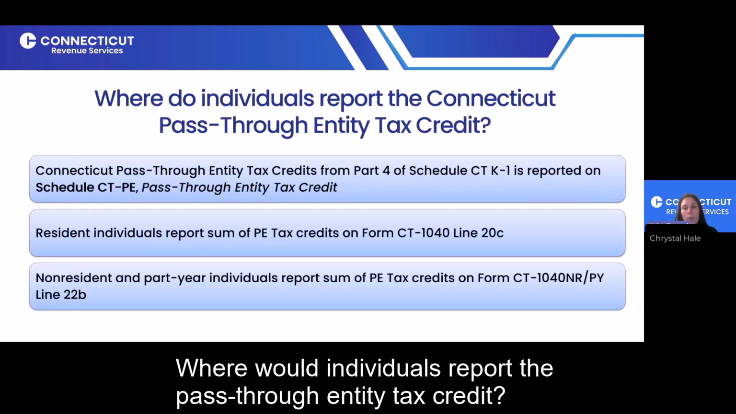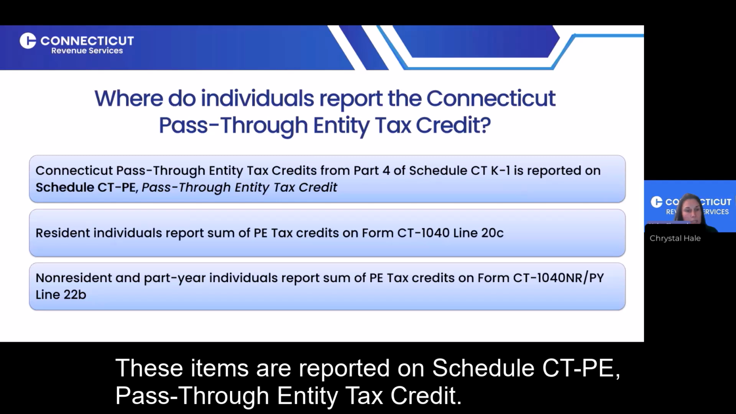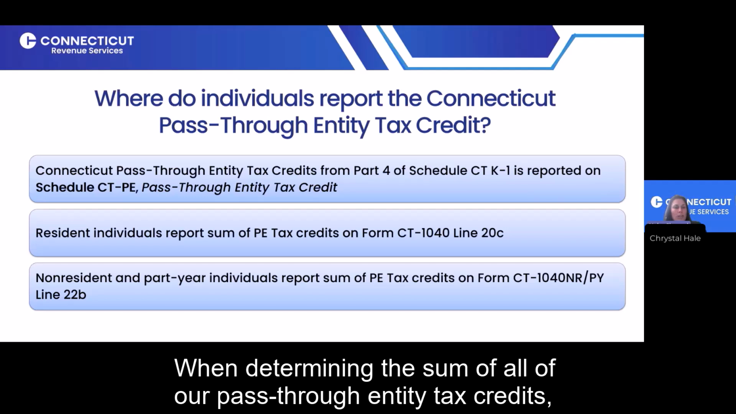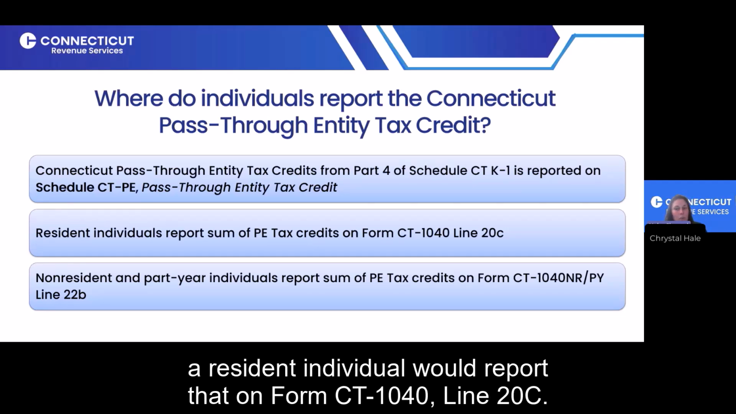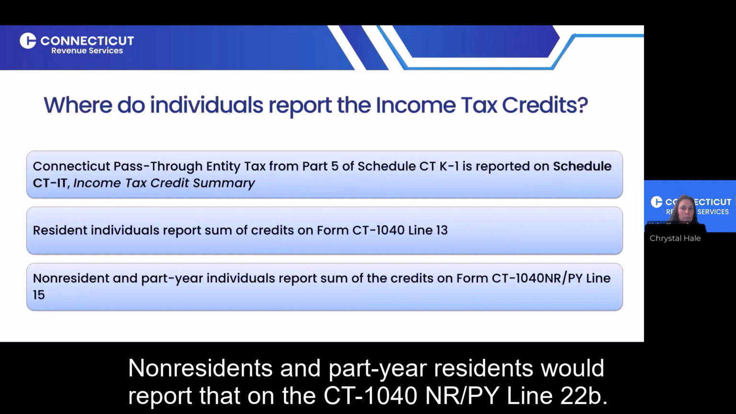Where would individuals report the pass-through entity tax credit? This is coming from Part 4 of the Schedule CTK1. These items are reported on Schedule CTPE, pass-through entity tax credit. This schedule has existed before, as there was a pass-through entity tax credit prior to 2024, so this has not changed. When determining the sum of all of our pass-through entity tax credits, a resident individual would report that on Form CT 1040, line 20C. Non-residents and part-year residents would report that on the CT 1040 NRPY, line 22B.